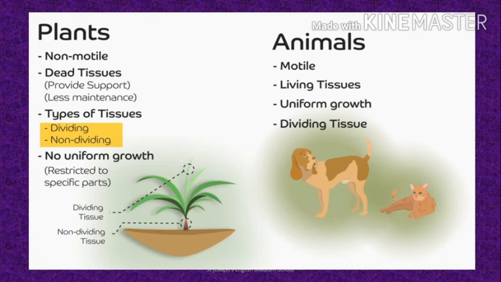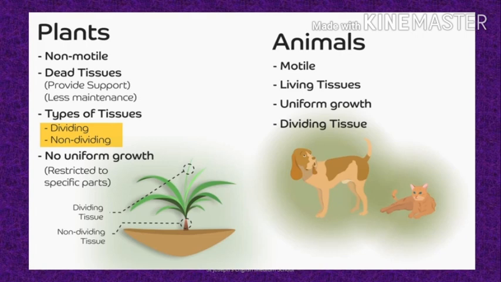Next, if you discuss about the types of tissues, they have two types. One is called dividing, the other one is called non-dividing. We will discuss in detail about this in the coming session. No uniform growth means what? Here the growth is restricted to specific areas, like in case of the stem region and the root region, they keep on growing throughout their life, and they provide the height for the plant.